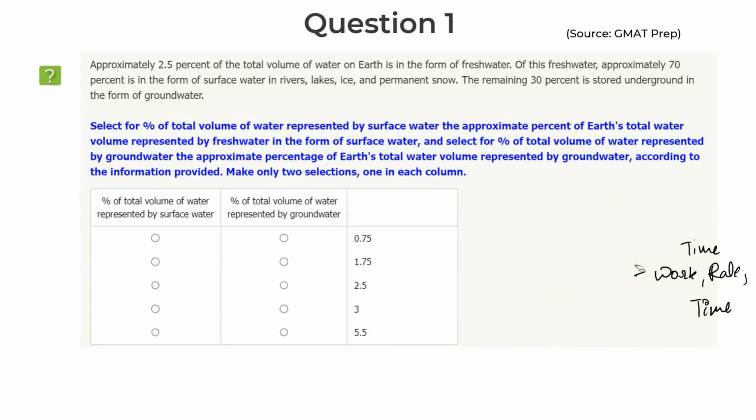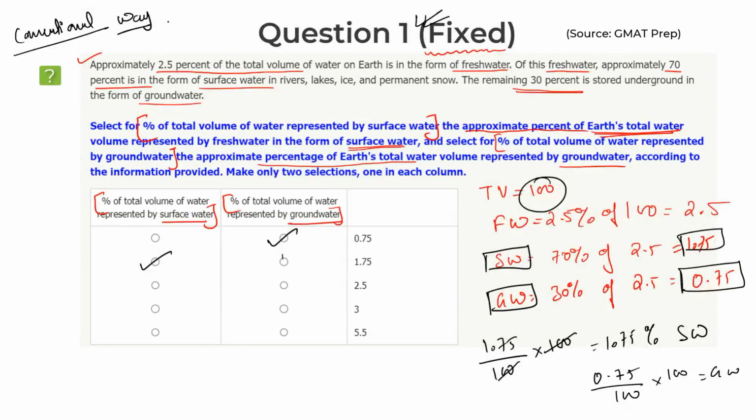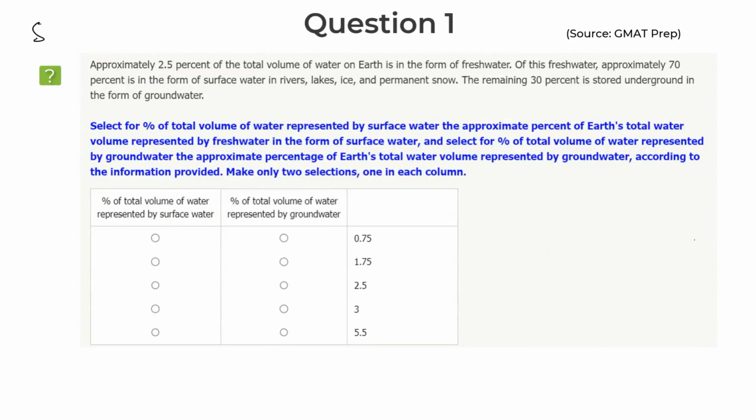If you are doing it in the most conventional fashion, you might take a lot of time, right? Let me just go back and write over there. This conventional way can be time consuming. But if you are smart enough, there is a smart way of doing it. There is a smart approach to it. And what that is, if you have understood the question properly, you should know that this 2.5 percent of fresh water is already out of the total volume of water on earth.